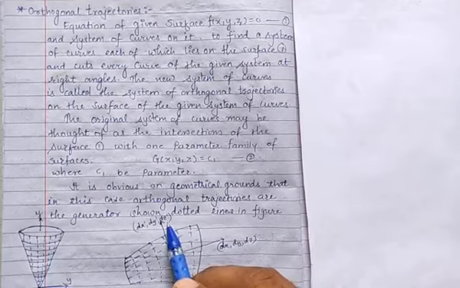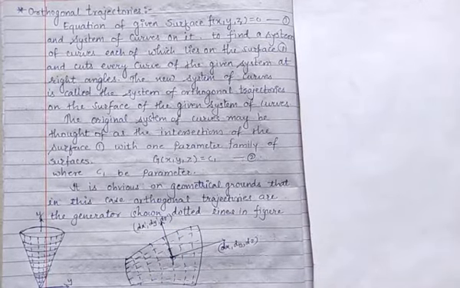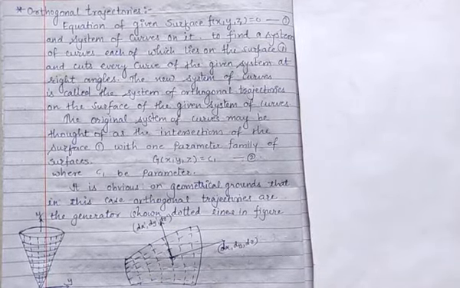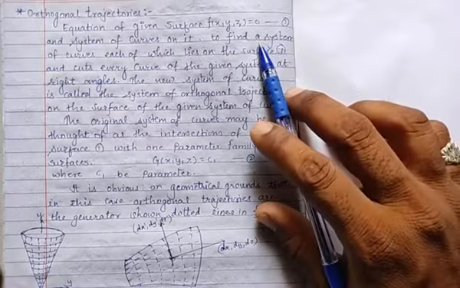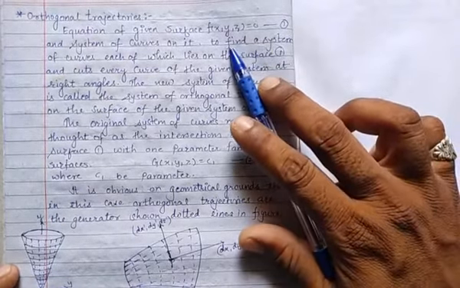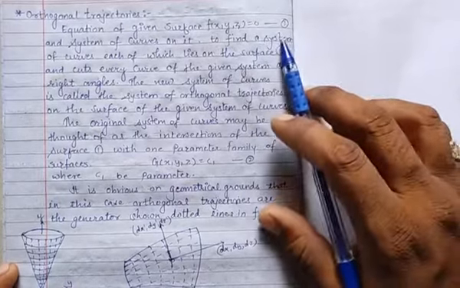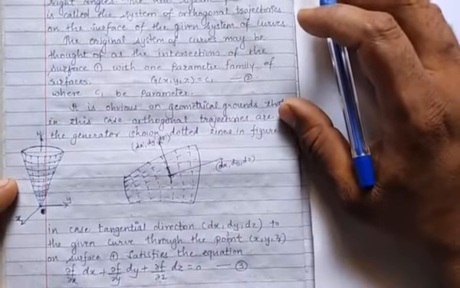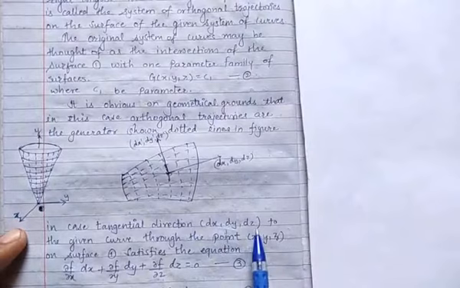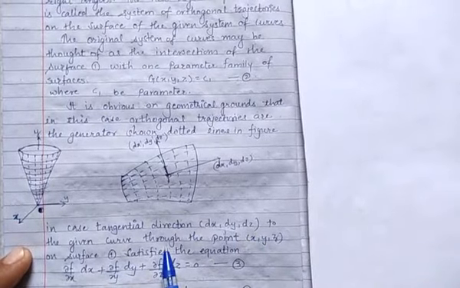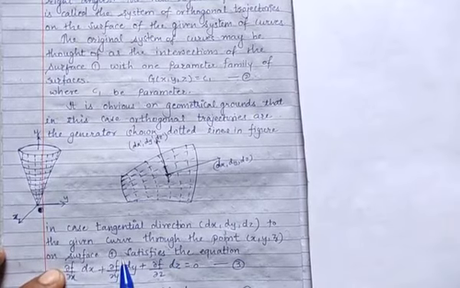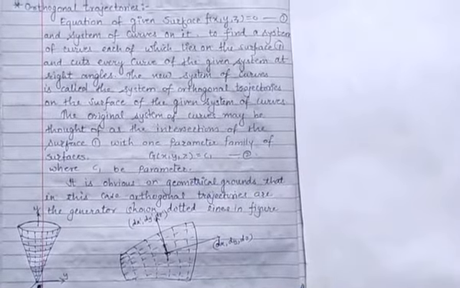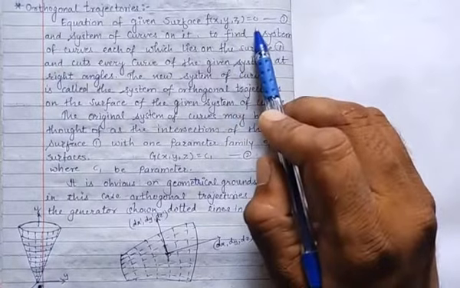Now here, this is the tangential direction dx, dy, dz, and the other is dx dash, dy dash and dz dash. So in case the tangential direction is dx, dy, dz to the given curve through the point x, y, z on surface 1, what is surface 1? Surface 1 is f of x, y, z is equal to 0.